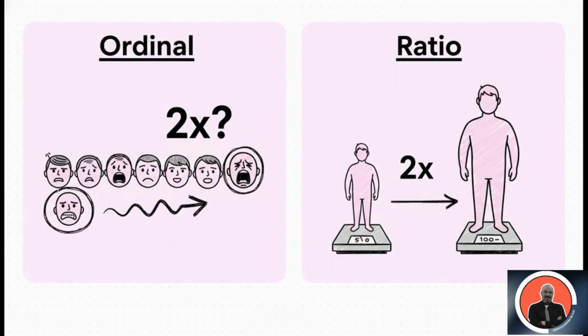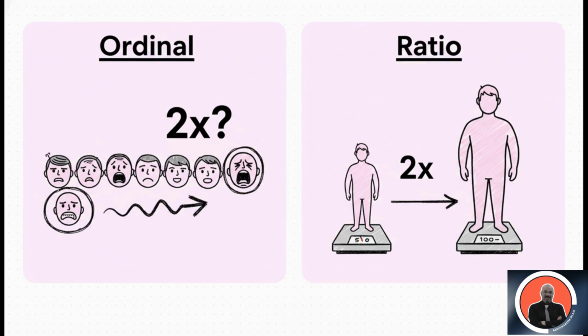Let's make this crystal clear with an example you'll see every day. On the left, a pain scale. That's ordinal data. A patient's pain at a level 8 is definitely higher than a 4, but can we say it's exactly twice as much pain? Of course not. The distance between those numbers is subjective.